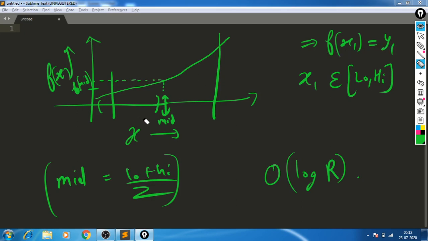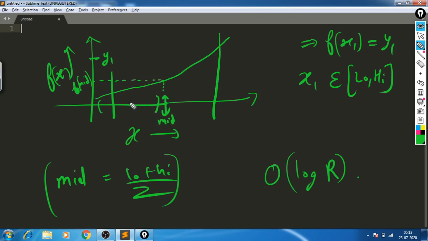than y1. But consider the other case, that f of mid was less than y1, and let's say that your y1 is somewhere here. Okay, then this means that going leftwards will only decrease the value of f of x, and therefore since you want it to be equal to y1, you have to go rightwards because you want to increase it upwards. So you have eliminated the left portion. So just by doing one check, either you have found your answer or you have eliminated exactly half of the search range, isn't it? And here is the idea.